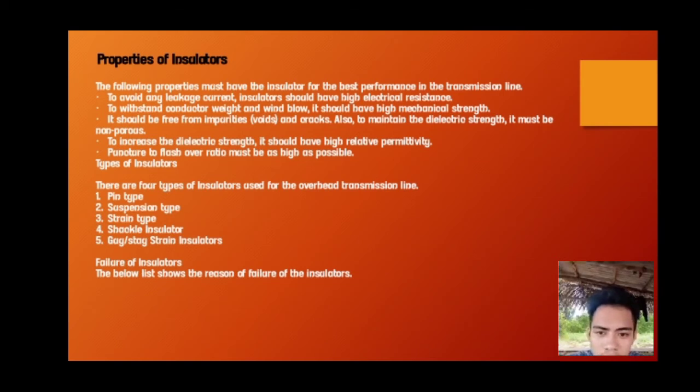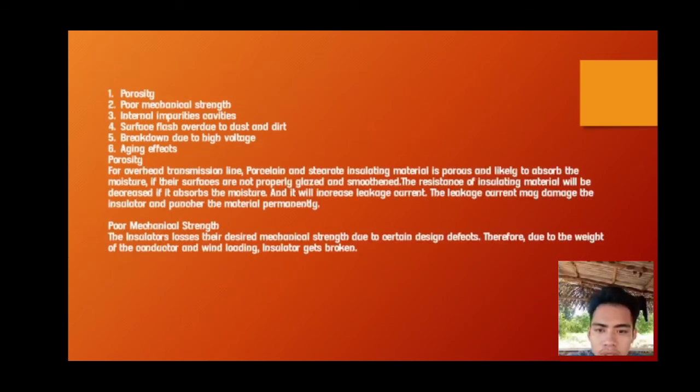The types of insulators. There are 4 types of insulators used in overhead transmission lines: the pin type, the suspension type, the strain type, and the shackle insulator, also called guy or stay strain insulators. Failure of insulators. The list below shows the reasons for failure of insulators: porosity, poor mechanical strength, internal impurities and cavities, surface flashover due to dust and dirt, breakdown due to high voltage, and aging effect.